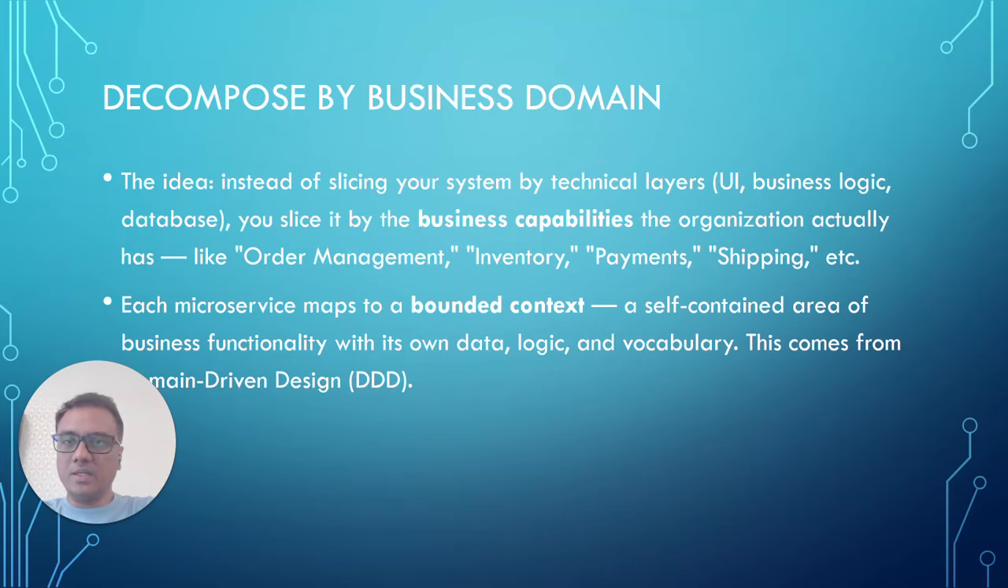So let's move on. Decompose by business domain. The idea here is simple. If you want to decompose by business domain, basically we want to categorize. Suppose we have many online order systems on mobile apps where we can categorize the microservices into order management, inventory management, payments, shipping, and delivery, and it goes on. So based on the business features, we can group together the microservices. So it is a bounded context.